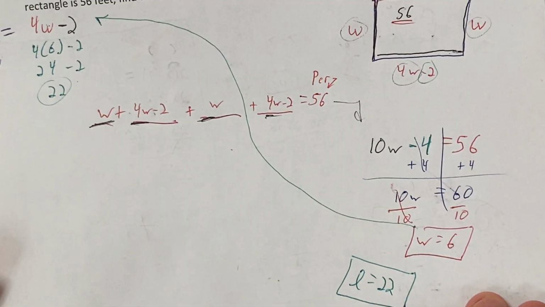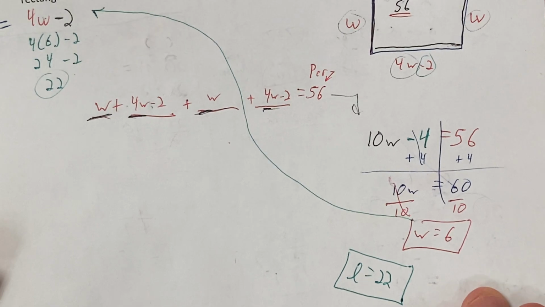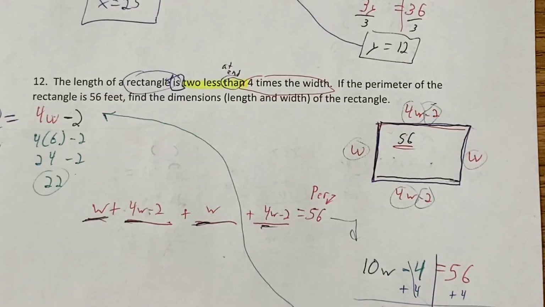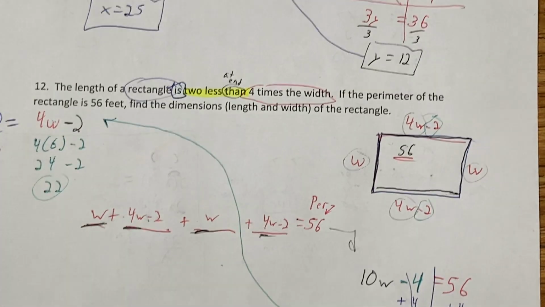Like that. And that'll do it. That'll be the dimensions, as it asks. Find the dimensions, length and width. Length and width. All right, that is the end of the review guide.